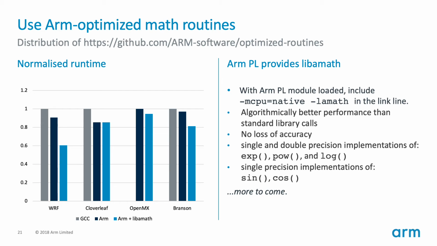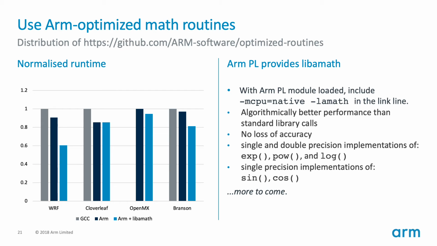So for example, in this chart, if I look at the performance of WRF with GCC and use that as my baseline, then you can see I get a slight performance bump when I compile WRF with the ARM compiler, but then performance is enormously improved by linking against this ARM optimized routines libamath library.